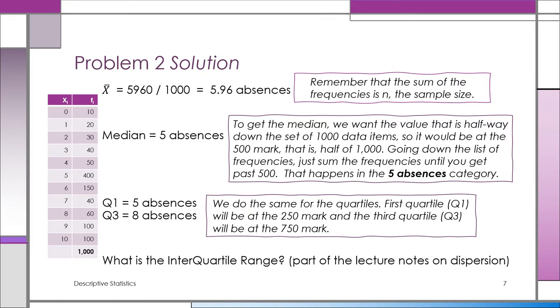Again, to get a median, you just take your n, the sum of the frequencies, cut it in half, in this case it was 500, and then you can go up or down the frequency table and you'll get the median. To get Q1, you take a quarter of n, which is 250. Starting from the lowest number, count 250, and you get Q1. Starting from the highest number, go backwards, go upwards, and you'll get Q3 after you count 250. And again, the interquartile range is the difference between Q3 and Q1, which we're going to learn about, and that's just 8 absences minus 5 absences, or 3 absences.